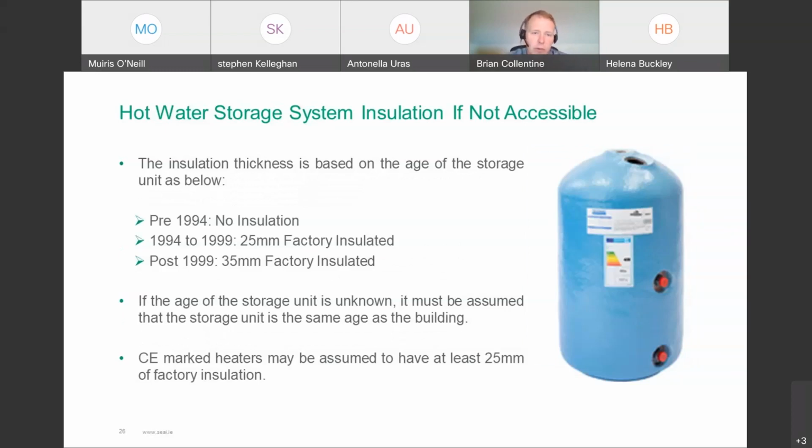So hot water storage insulation, if not accessible. So these are the defaults in terms of insulation thickness. Insulation thickness is based on the age of the storage unit as below. So pre-1994 is no insulation. 94 to 1999 is 25 millimeter.